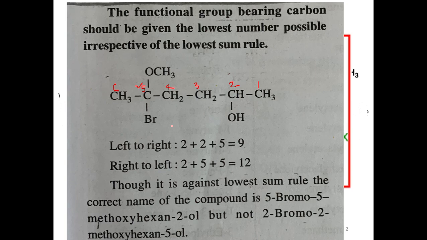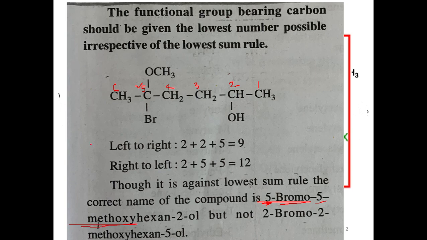So the name will start like 5. At carbon number 5, we have a bromo group, and methoxy. We have bromo and methoxy, but bromo comes first alphabetically. When we arrange in alphabetical order, bromo will come before the methoxy group. That's why we will write here 5-bromo, and at carbon number 5 the methoxy group is also present. That's why 5-bromo, 5-methoxy.